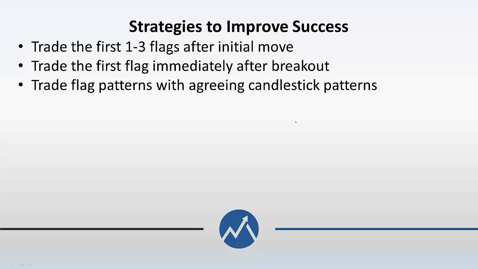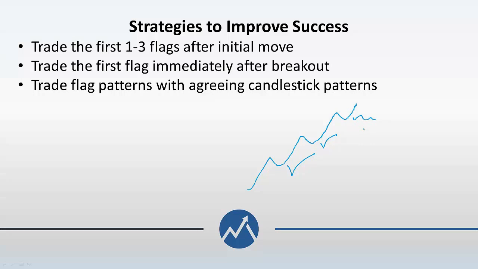What are the discretionary filters that we now need to apply? First, we need to trade the first 1 to 3 flags after the initial move. Really the first 1, 2, maybe that third flag. The third flag is kind of iffy. I personally will not trade the third flag in a series. So if it goes bull flag, bull flag, bull flag, the first one's good, the second one's okay, the third one is iffy. Sometimes it'll work, sometimes it won't.